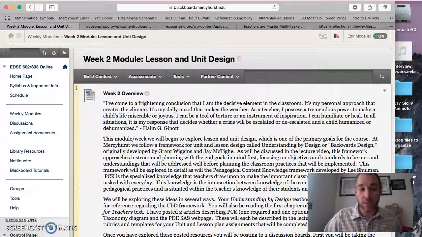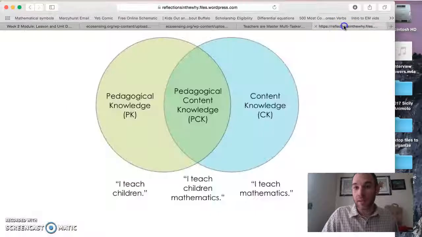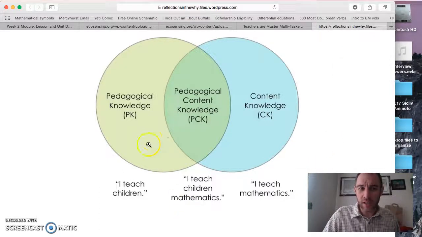So how do teachers make these many, many important decisions? Well, there is specialized knowledge that is applicable just to the field of teaching. And it's not just about teaching strategies. A man named Lee Shulman came up with an idea called pedagogical content knowledge. And the idea here is that we have pedagogical knowledge, which is the knowledge of teaching strategies. How do I implement a class discussion? What is a think, pair, share?